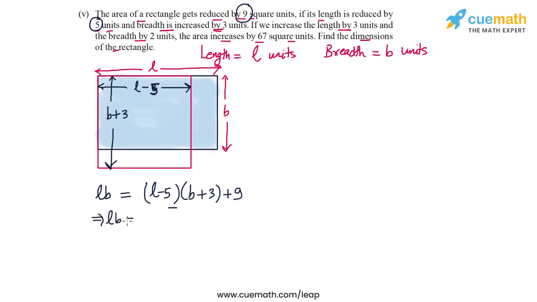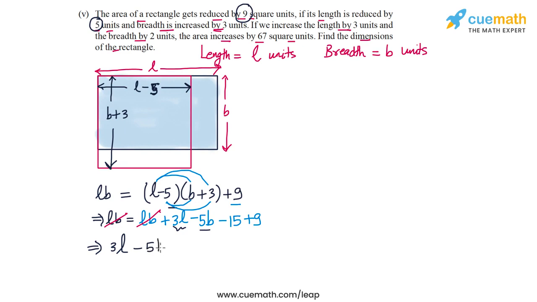So we have LB on the left side. On the right side, let's expand this product. So we have LB, then L into 3, so 3L. And then we have minus 5 times B, so minus 5B. And then we have minus 5 times 3, so that's minus 15. And then we have this plus 9. Now LB cancels out on both sides, and what we are left with is 3L minus 5B, and then we have this minus 15 plus 9, or minus 6. So 3L minus 5B minus 6 equal to 0. And this is our first linear equation in L and B.